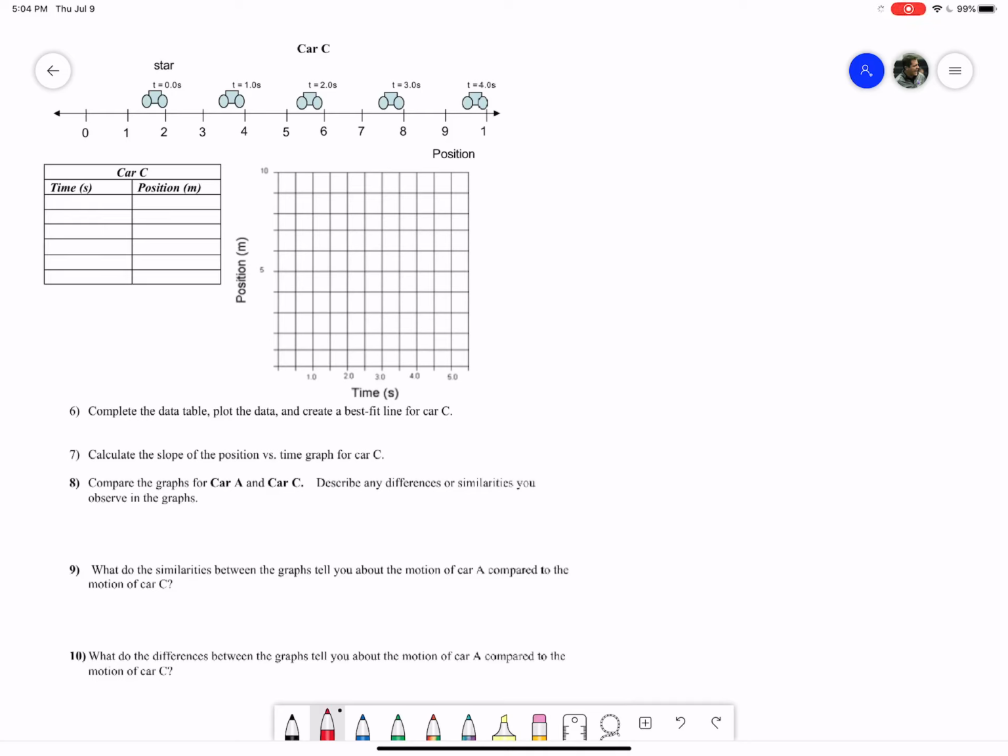We are now going to graph out car C. So we have a new car to think about. All right, so let's look at car C and see what we're going to do. I'm going to do a new color for fun.